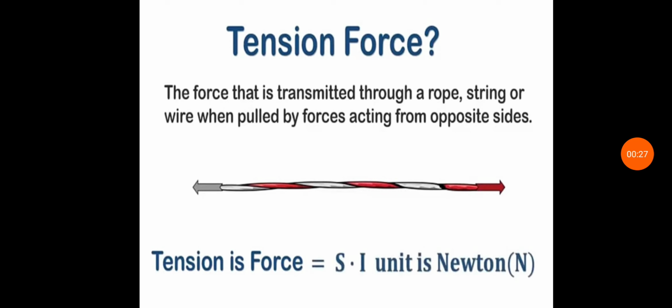It is called the tension force, or you can say that the force that is transmitted through a rope, string, or wire in any form when pulled by forces acting from opposite sides. These are called the tension force. This tension force is represented by capital T, and its unit is Newton.